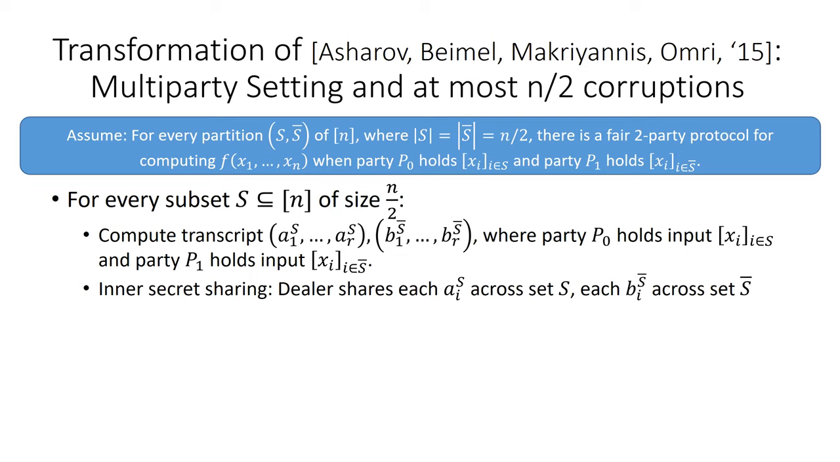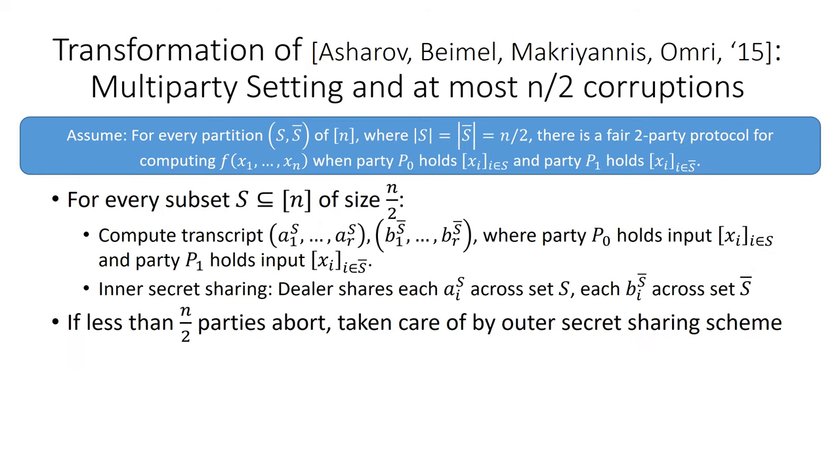In addition, the dealer is going to compute a so-called inner secret sharing, which means that each A_i,S value is going to be secret shared across the set S. So A_i,S can only be reconstructed by all parties in set S. And B_i,S-complement is going to be secret shared across the set S complement. And then the dealer will be handing out the shares for every possible subset S.